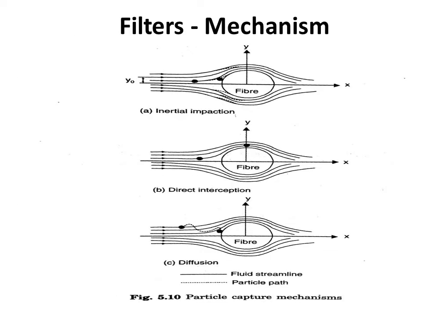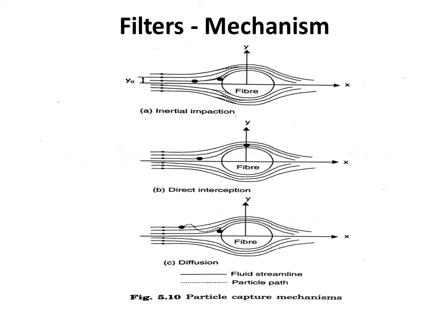The next method of removal of particulate matter from a gaseous stream is by using filters. The filter uses the following mechanisms to remove the particulate matter: inertial impaction, direct interception, and diffusion.